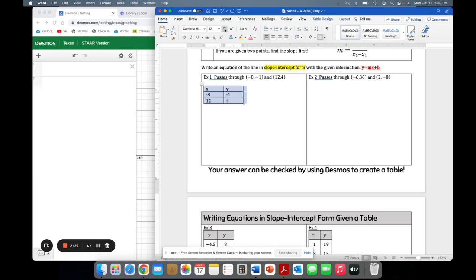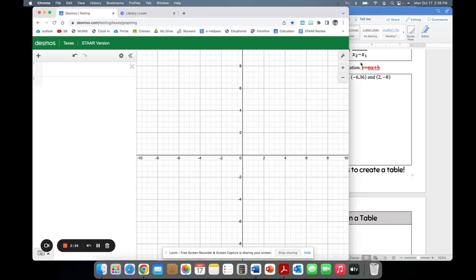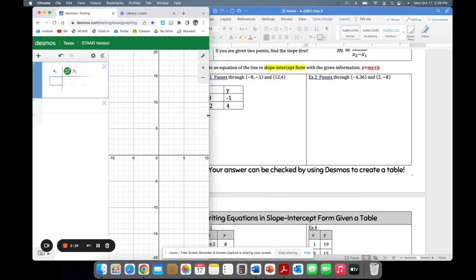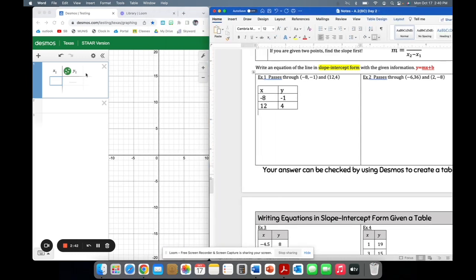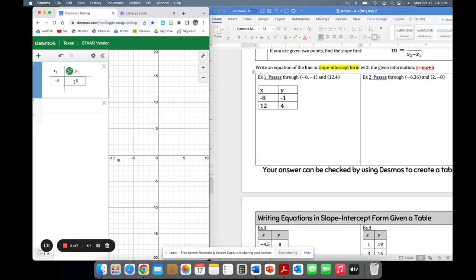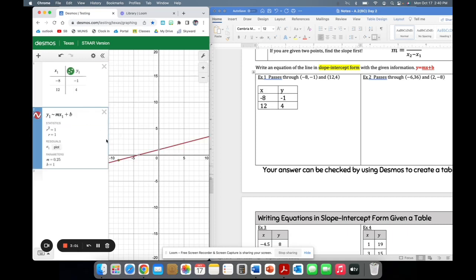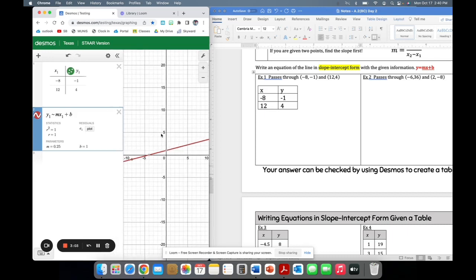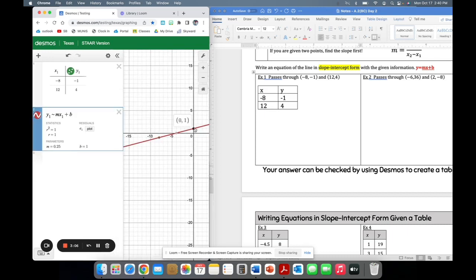Now, once you have this table, all you have to do is put that table in the Desmos calculator, so you know the steps, plus, table. This is -8, -1, 12, 4. All right, I have these values. Now I need my equation, which is y1 tilde mx1 plus b. I put my equation and I see the line, the points are there, it looks good.